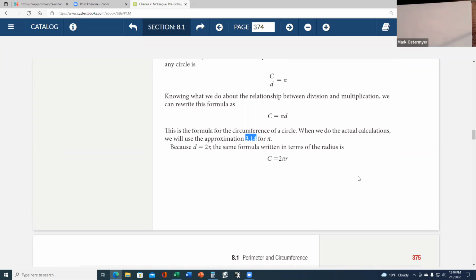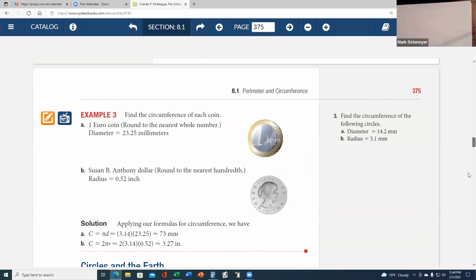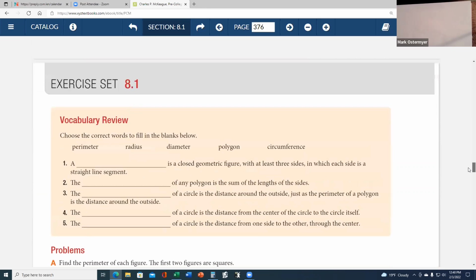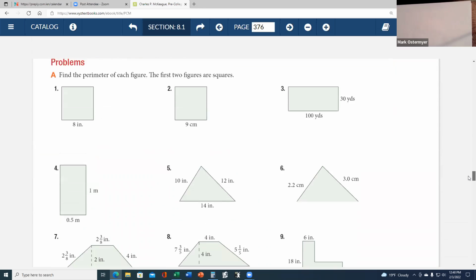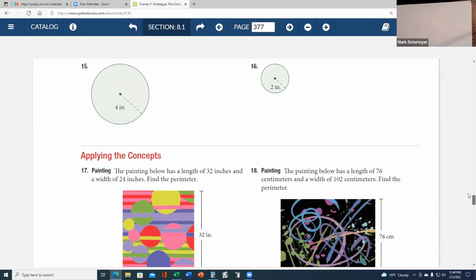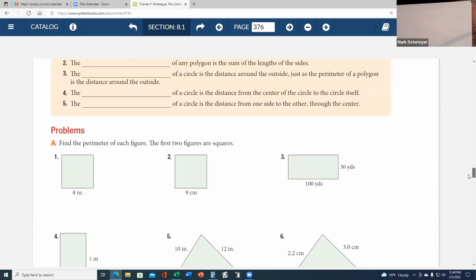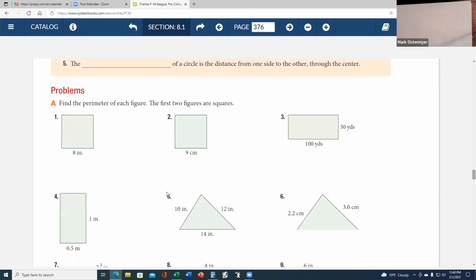All right, any questions about those formulas there? Well, why not go down and start applying these to problems? So in section 8.1, we have our exercise set here, and you can see that we have many geometric shapes here that we are to compute the perimeter of. So let's start out relatively simple.